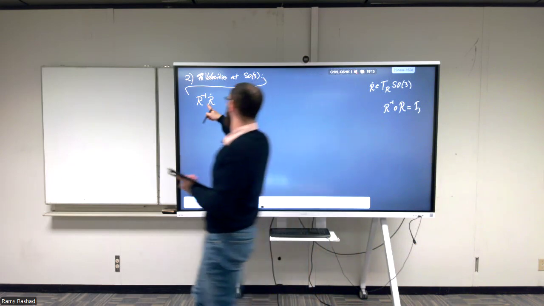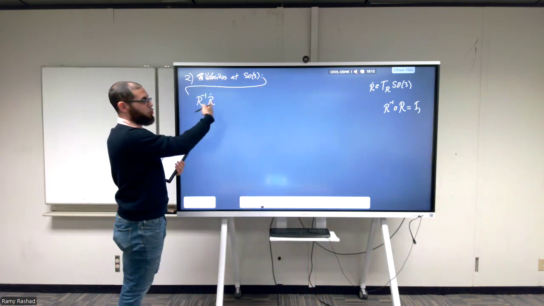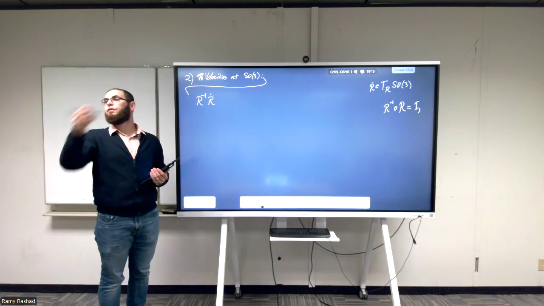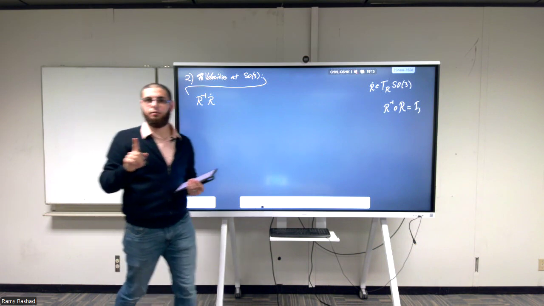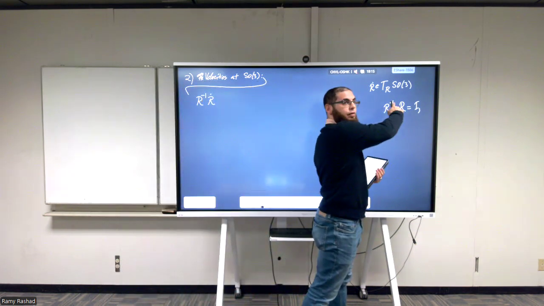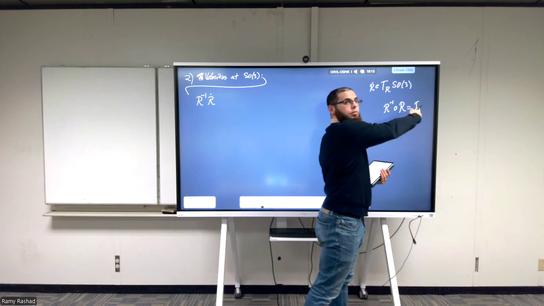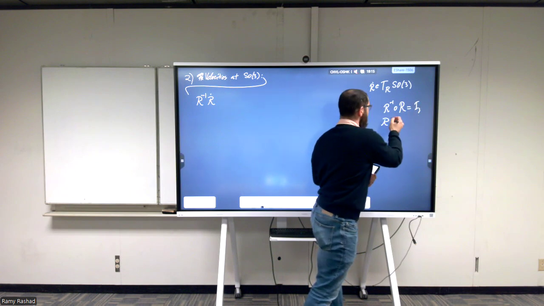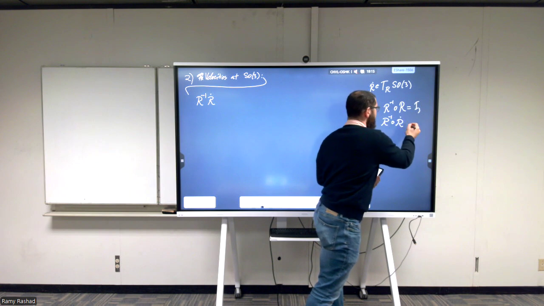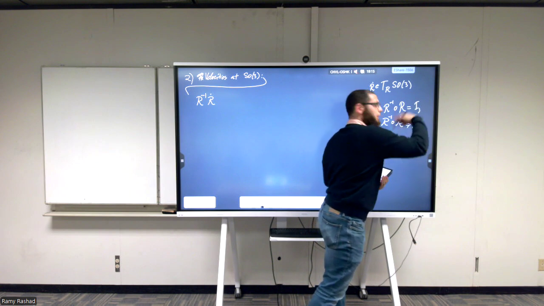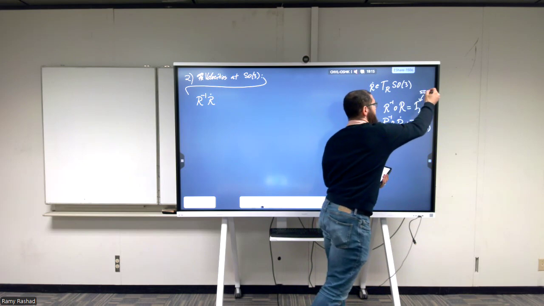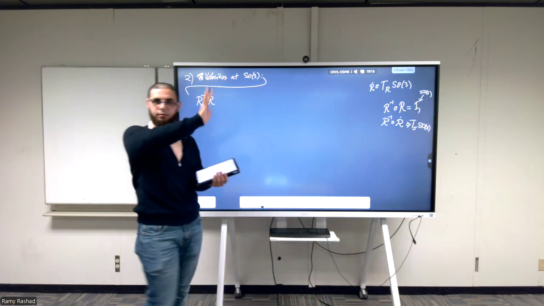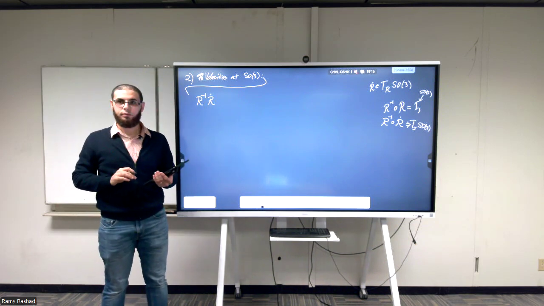So multiplying from the left the tangent vector to R takes me to the tangent vector at the identity. Again, R inverse multiplied by R takes you to the identity. R inverse multiplied by R dot takes you to something that lives in the tangent space at the identity, because this took us to the identity. This is the intuition of the picture I just drew from before.